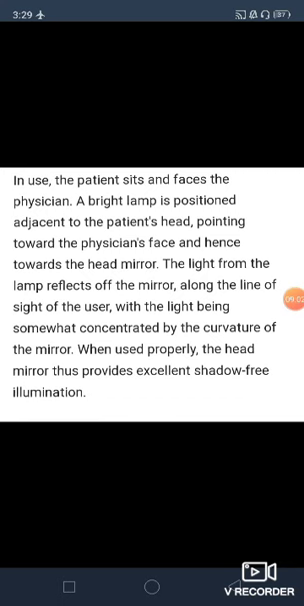Okay, we will focus the light on the part which has to be examined, so light will fall on that particular part, and the light will be concentrated by the curvature of the mirror. Okay, the light will converge due to the concave mirror. When used properly, the head mirror thus provides excellent shadow free illumination.